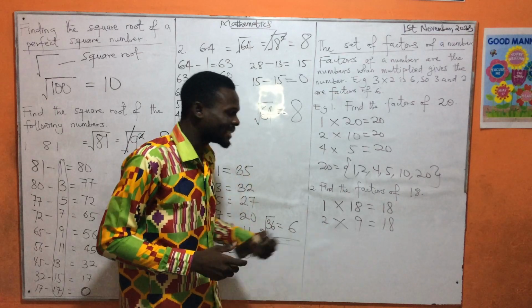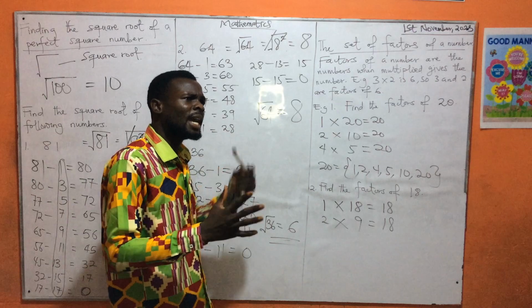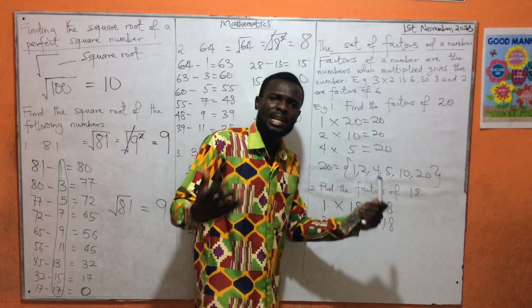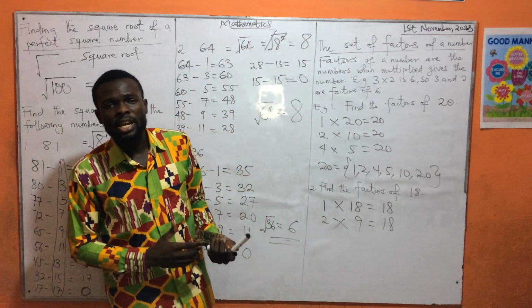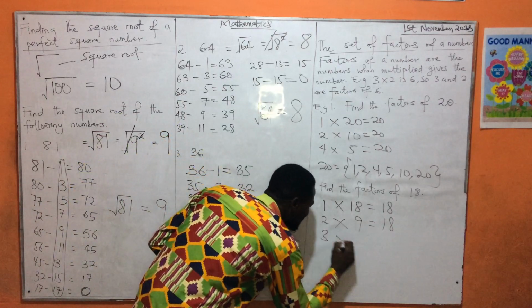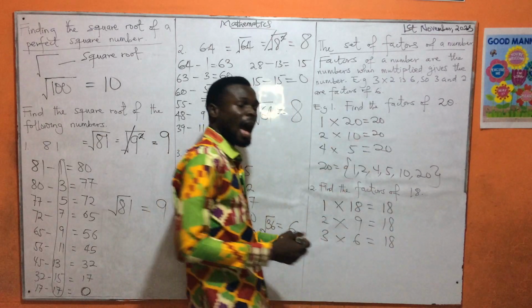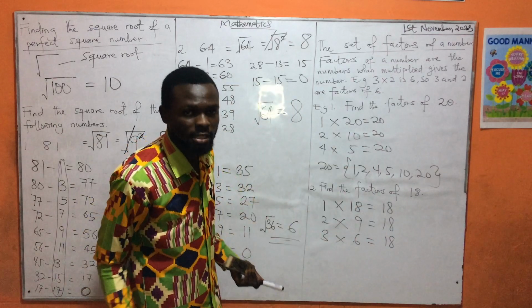After 2, we go to 3. And let's see, 3 times what will give us 18? 3 times 1 is 3. 3 times 2 is 6. 3 times 3 is 9. 3 times 4 is 12. 3 times 5 is 15. 3 times 6. So because 3 times 6 is giving us 18, then 3 and 6 happen to be factors of 18.